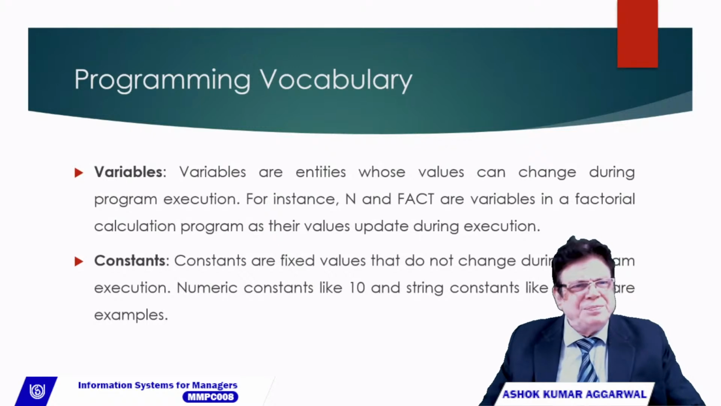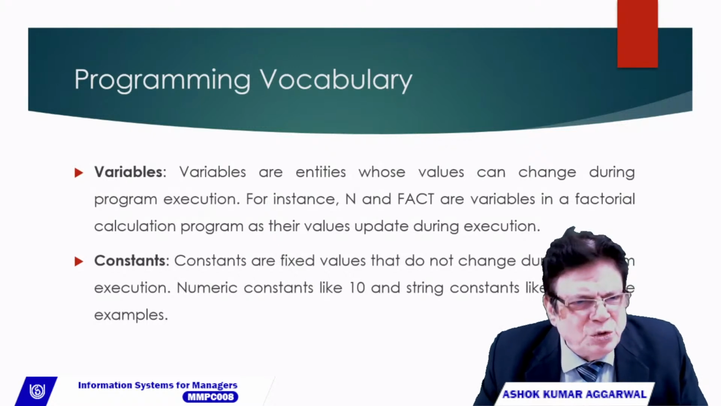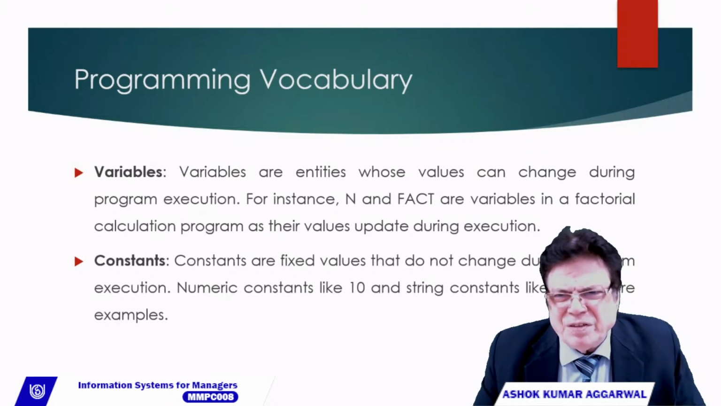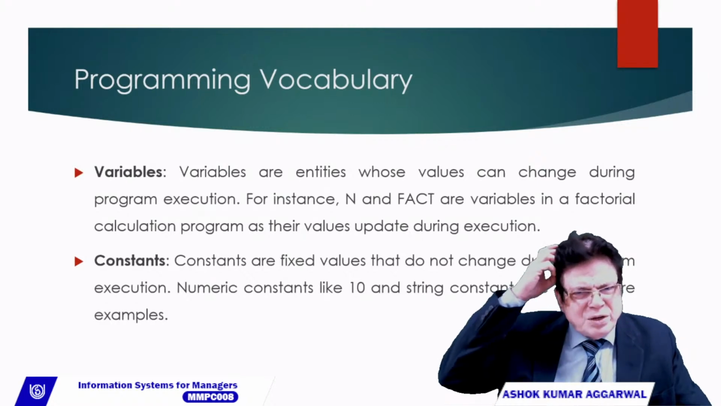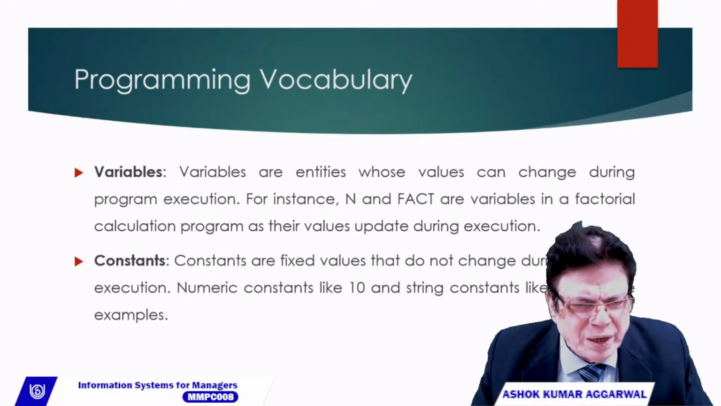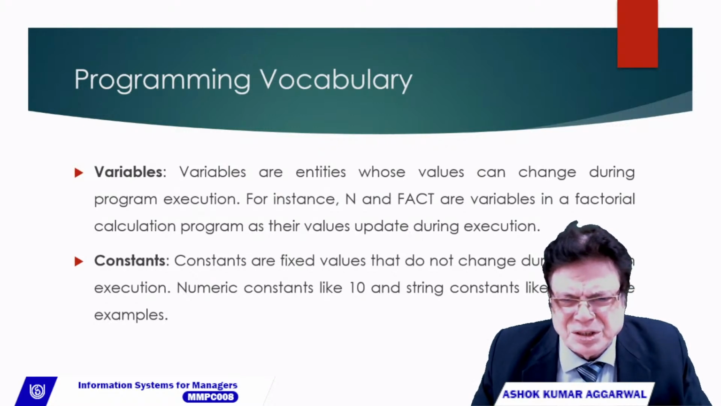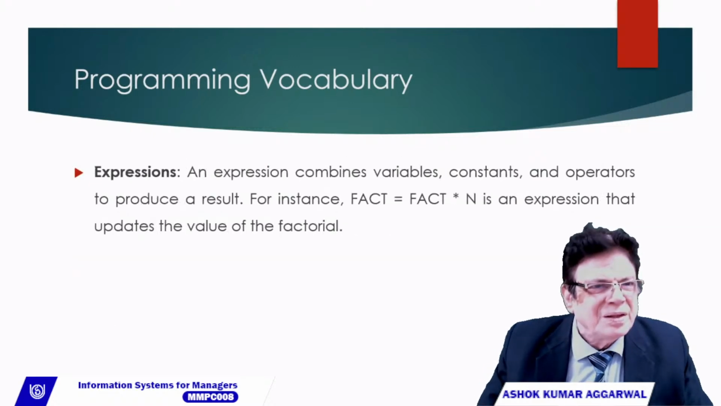Next is variables. Variables are entities whose values can change during program execution. For instance, n and fact are variables in a factorial calculation program as their values update during execution. Next is constants. Constants are fixed values that do not change during program execution. Numeric constants like 10 and a string constant like hello are examples.